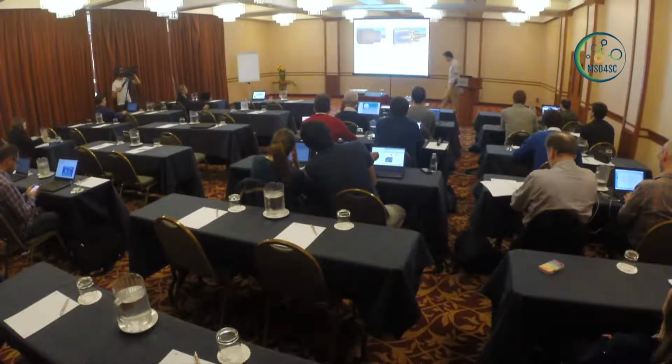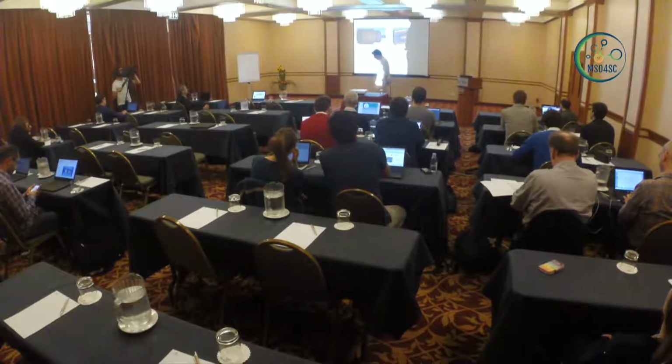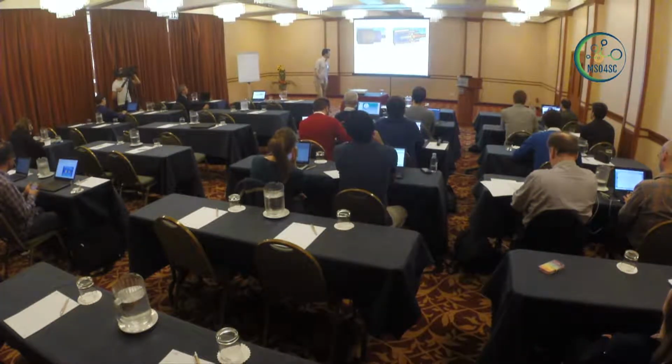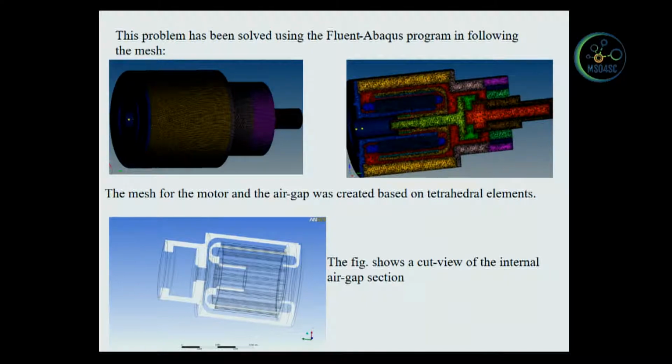The thermal calculation in this model, we do that in Fluent and Abaqus, using this mesh. It was about 10 million cells. And here in red, this is the fluid part, or the air gap. And here we have a section of our air gap. Here we have very narrow places between the magnet and the stator winding.